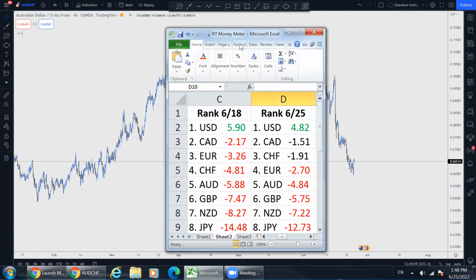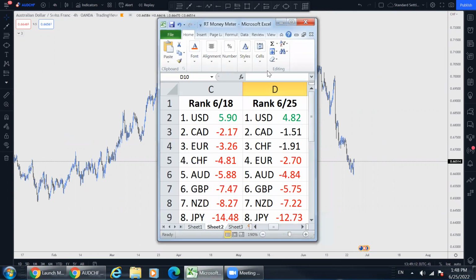What I want you to keep in mind is that I update this every week. And what I want you to do is put the weak against the strong and the strong against the weak. The Aussie still maintains the number 5 slot on the rankings list. But look at the numbers, minus 588 to minus 484, an incremental, almost negligible amount to the upside.